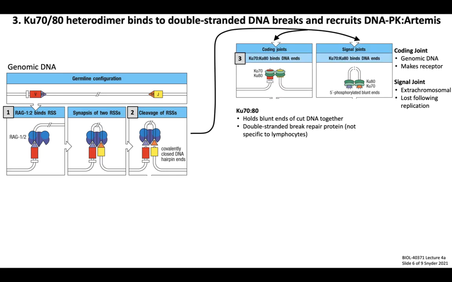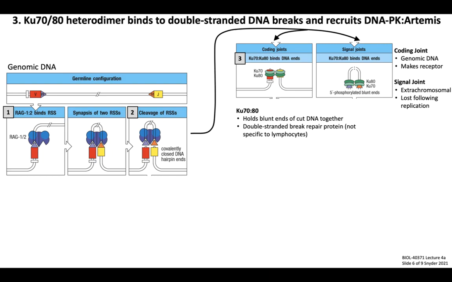Following RAG1 and 2 cleavage of genomic DNA, 2 joints are formed. There's the coding joint, which is associated with the genome and shown in the left column, and then something called the signal joint, which forms an extra chromosomal loop of DNA that is lost following cell division, and this is represented in the right column. We will focus primarily on the coding joint for the remainder of this discussion, since this is what will actually eventually encode the lymphocyte antigen receptor.